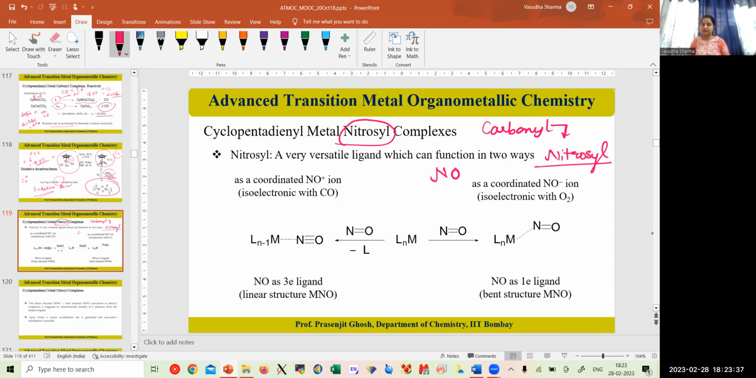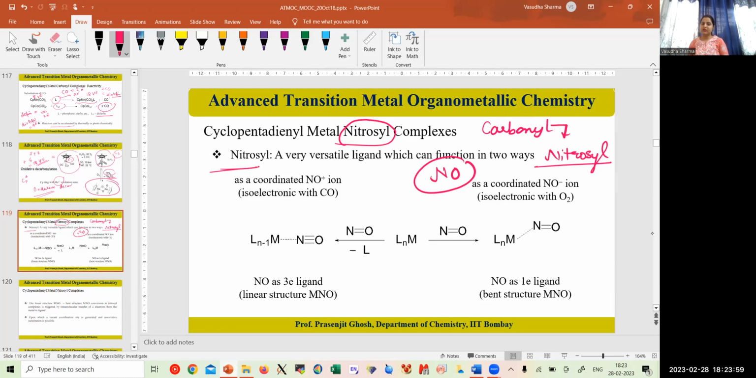NO is also one such ligand which can form a complex with a transition metal, and that will also be called a half sandwich. The geometry more or less remains the same as that of the carbonyl because it is just replacing or substituting. So nitrosyl, a bit of introduction about it: it's a very versatile ligand which can function in two ways.